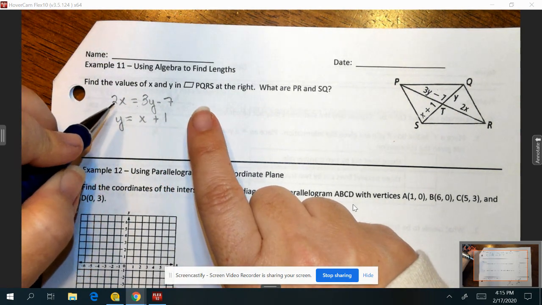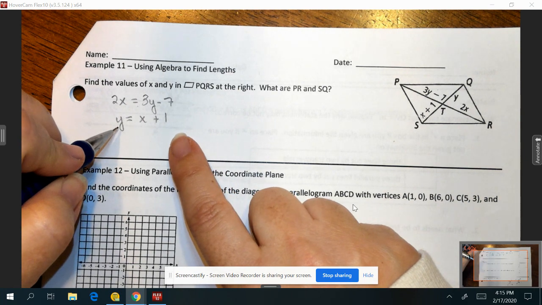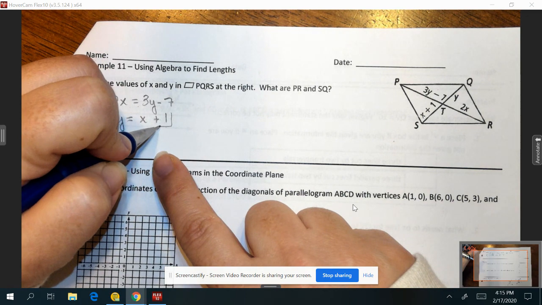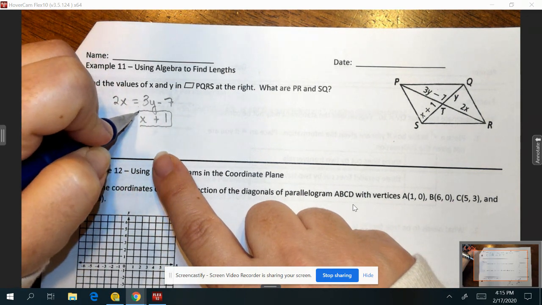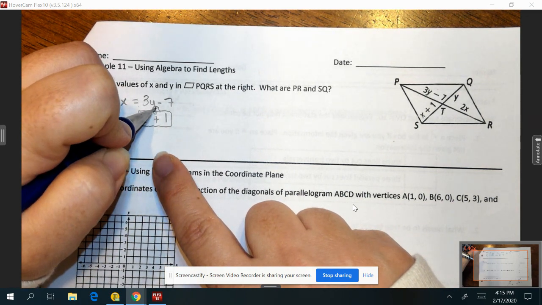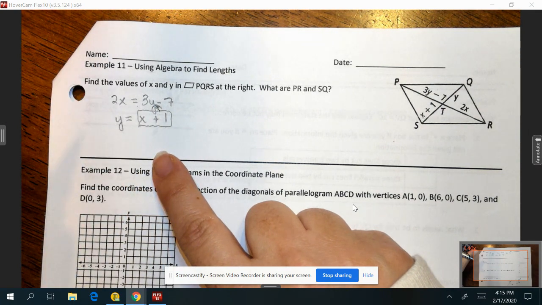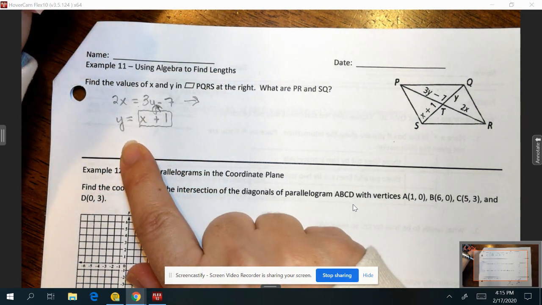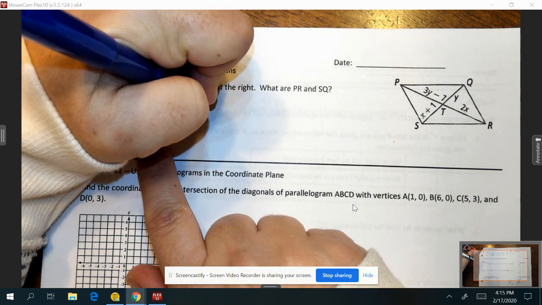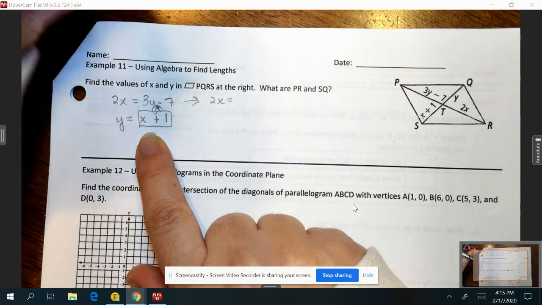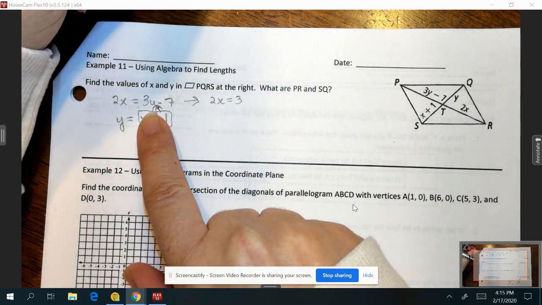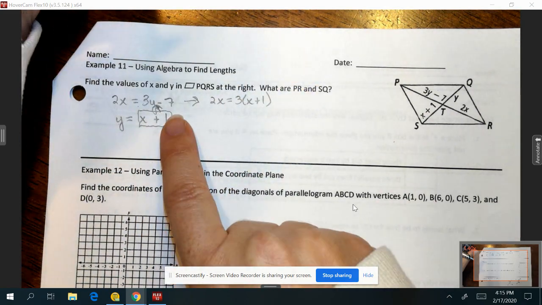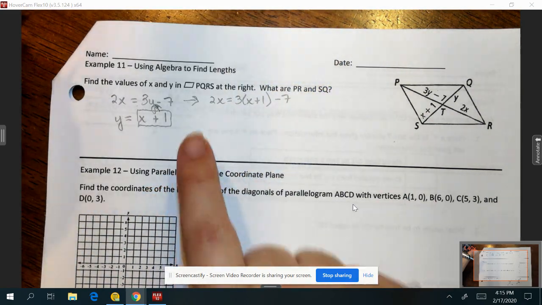For this one, the easiest way to solve this system is using substitution. Since we know y is the same thing as x plus 1, I'm going to take this x plus 1 and substitute it in for the y up above. Okay, so I'm going to rewrite this equation. Instead of y, I'm going to put x plus 1. So we get 2x equals 3, times the y. I'm going to put x plus 1 there, and then the minus 7 to finish that equation.